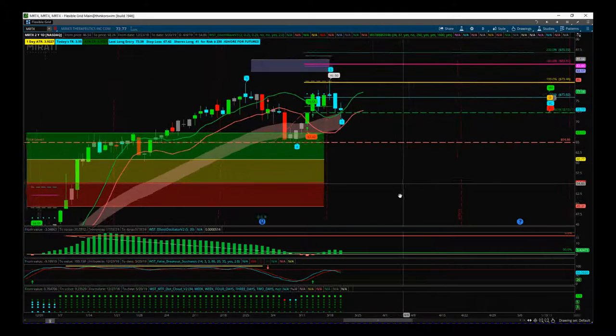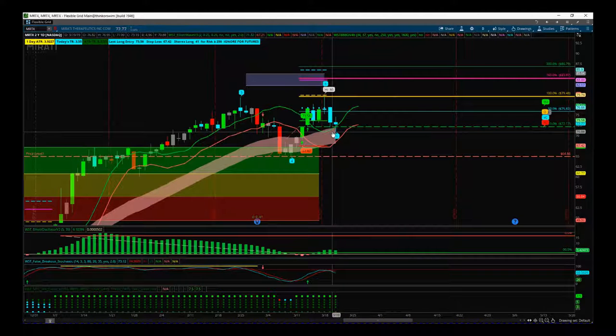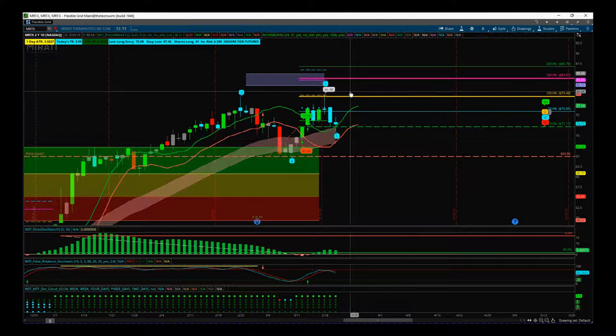Okay, so we've come back down to test the open and the cloud now. We need to push back up again. Remember, it was good news that gave us those highs. We've had some profit taking on low volume. We got that indecision doji yesterday on low volume.